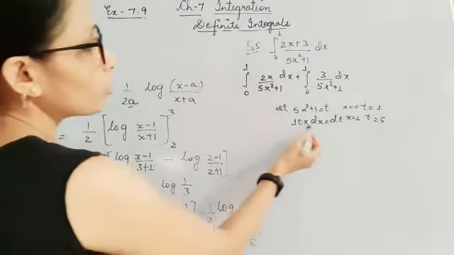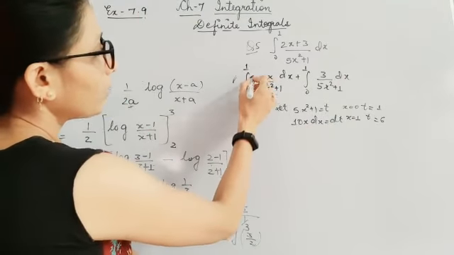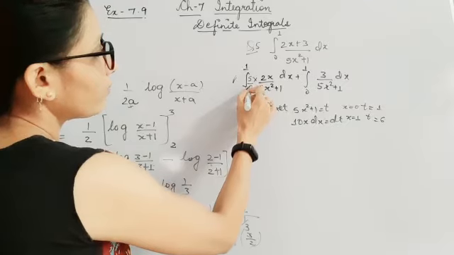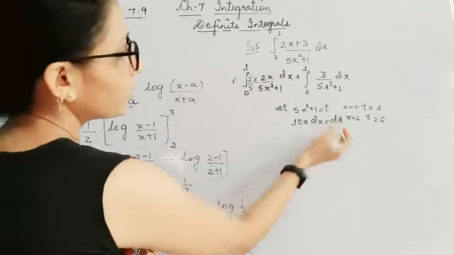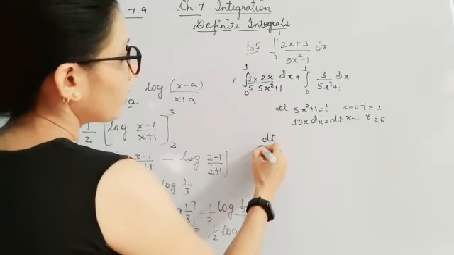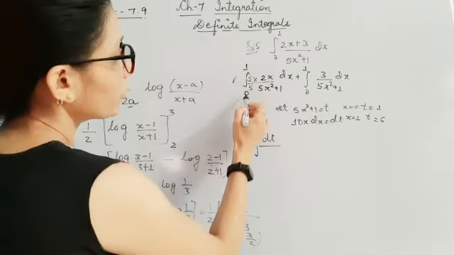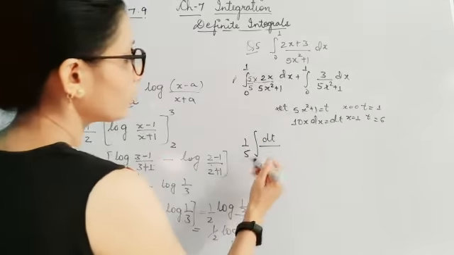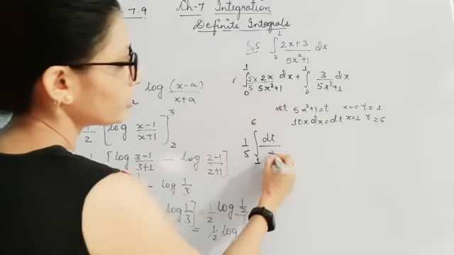So first of all, to get this, I am multiplying and dividing it by 5. Alright. So in place of this 10x dx, I am writing just dt. This 5 I am writing outside the integration. Now here the integration would be from 1 to 6, and this I have considered as t.